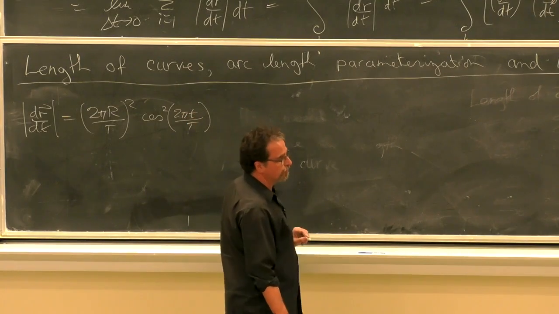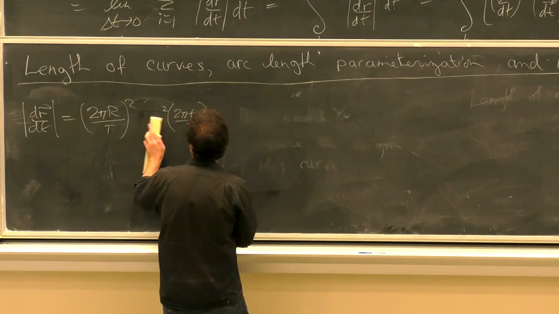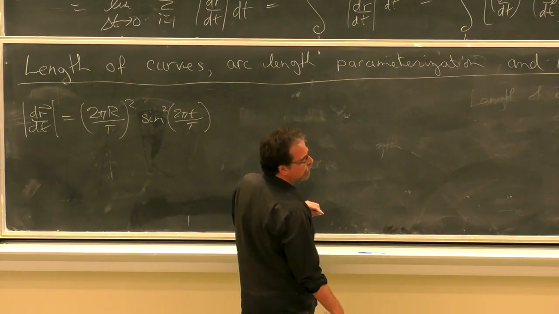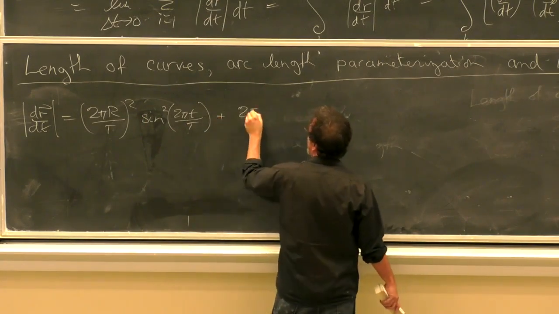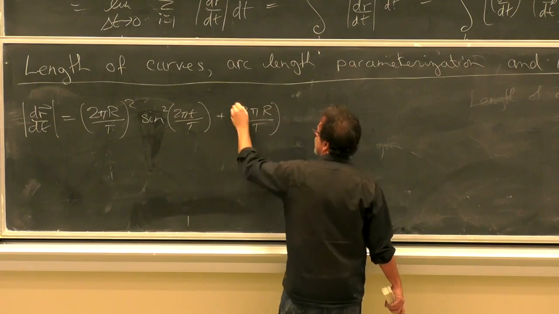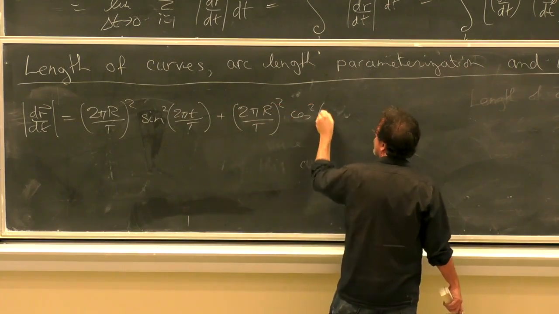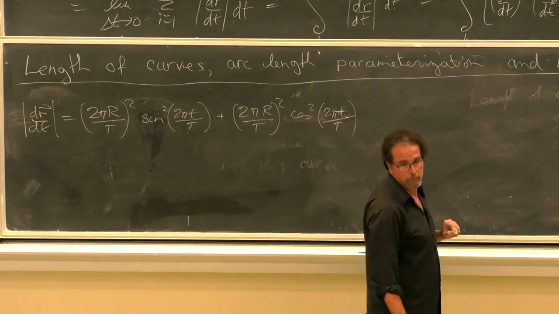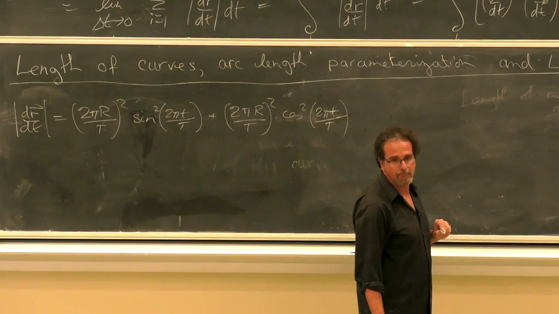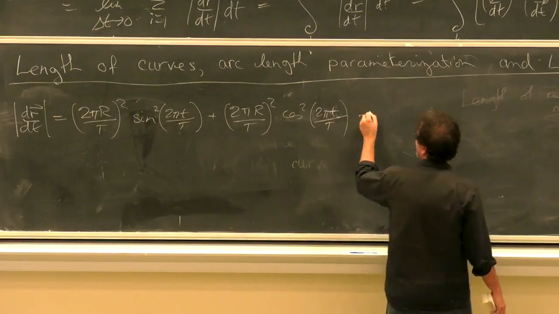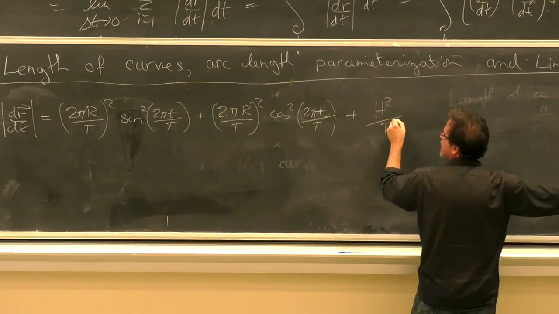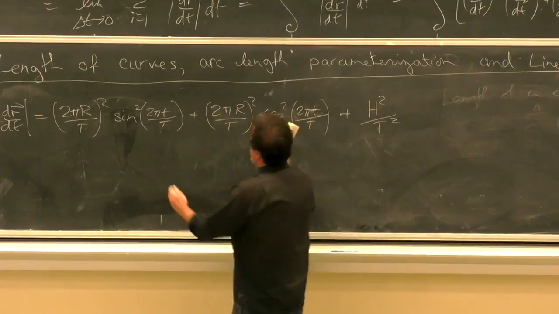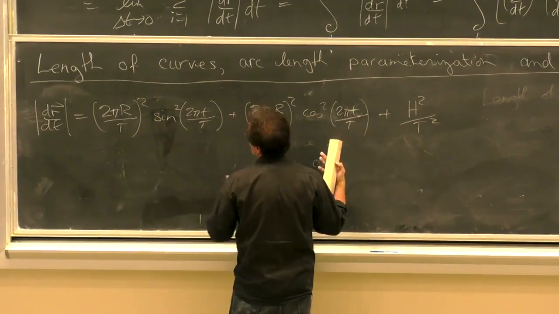That's the first term. No, sorry, the first term was sine squared. That's the first term. The second term is (2πr/T) quantity squared times the cosine squared of 2πt over capital T. That's the second term. Plus h squared over T squared. That's the third term. And notice this factor is common to the sine squared and the cosine squared.